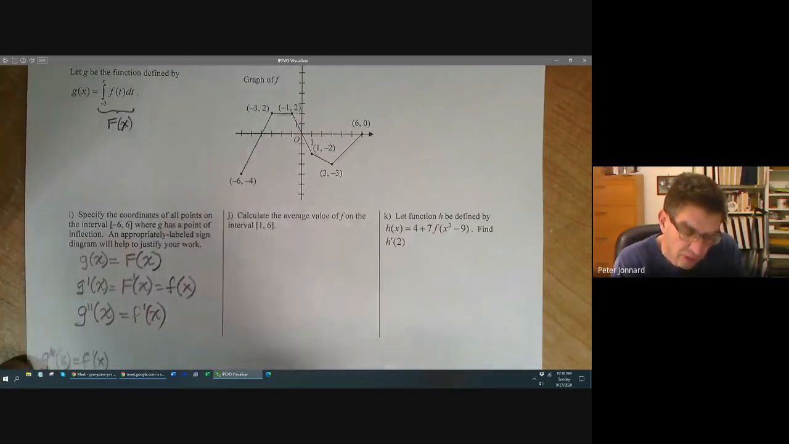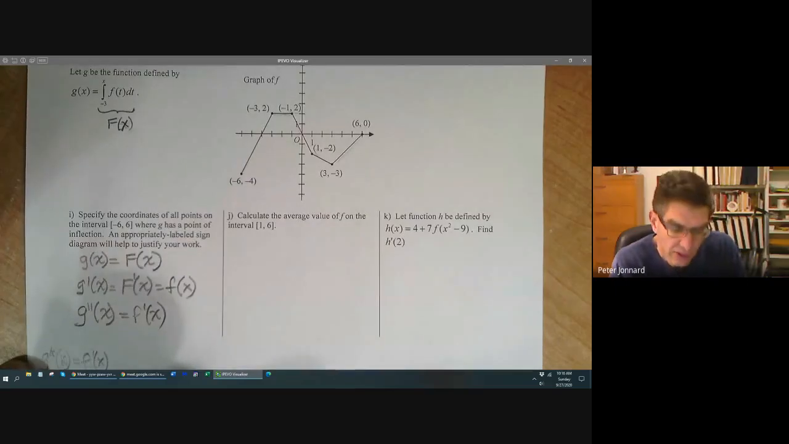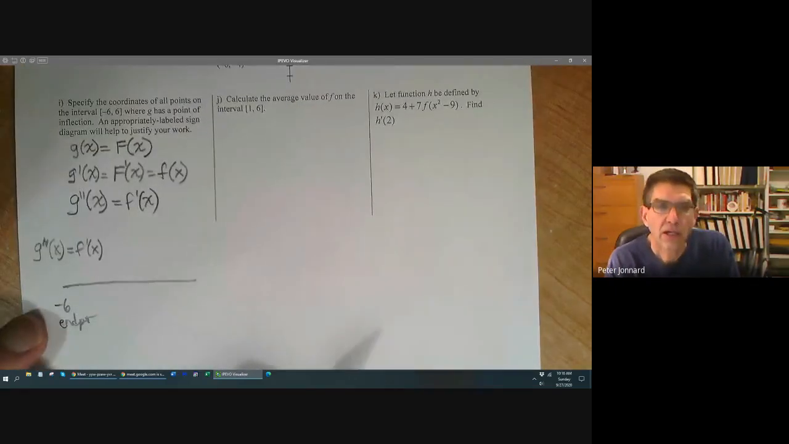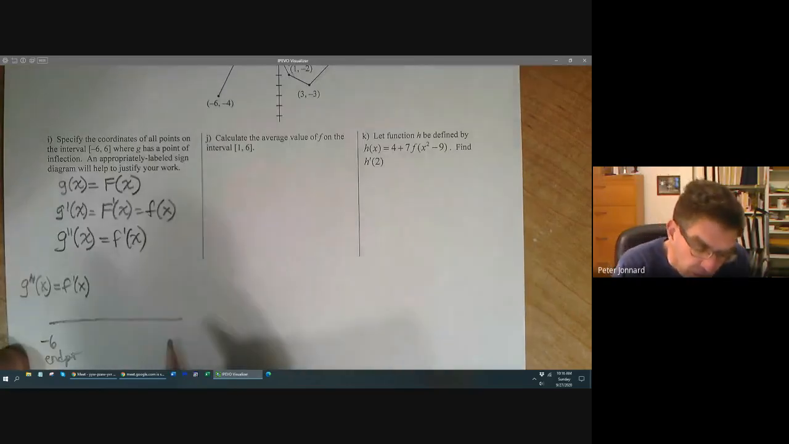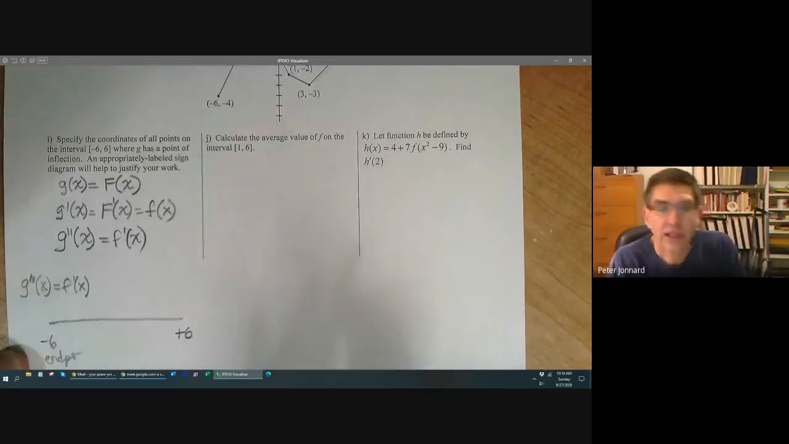-6 is one of our endpoints. Okay, I'm off the paper as always. Gosh, no matter how hard I try, I can never squeeze everything in the same spot. And at the other endpoint, we have a +6, like so.